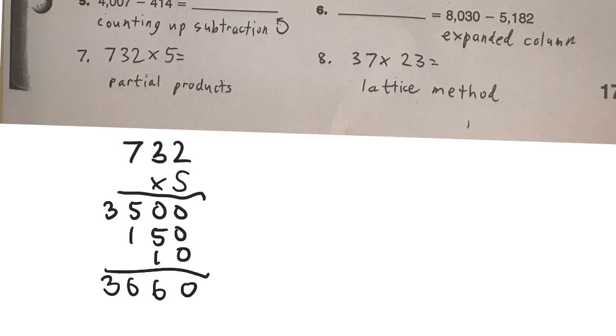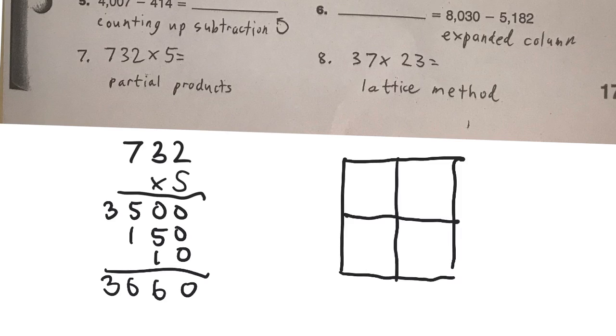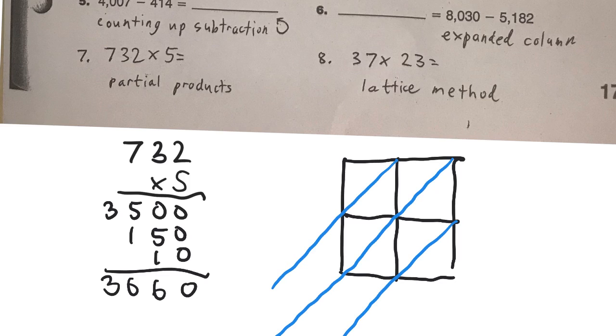And then the last one, we'll try with the lattice method. So make a 2 by 2 box first, and then you're going diagonally where those lines meet. You'll need 3 diagonal lines for this one. And then we do 37 times 23. And you just fill in step by step. 3 times 2 is 6. 3 times 3 is 9. And now we have our place value. Here's our ones place, tens place, hundreds place, thousands place.